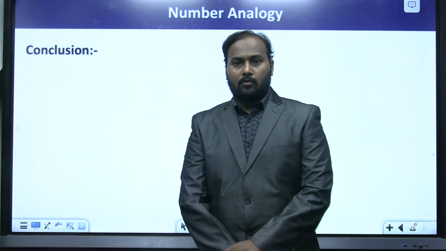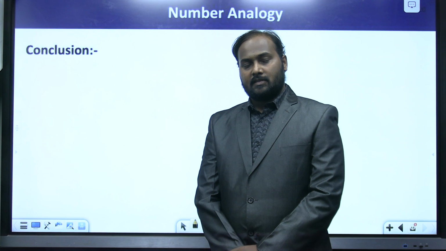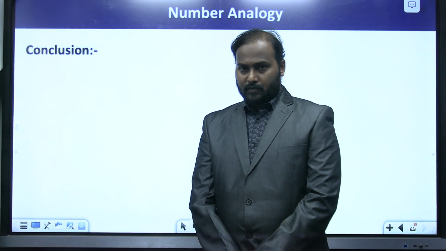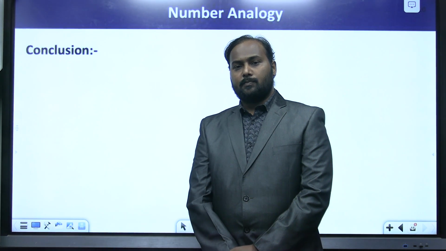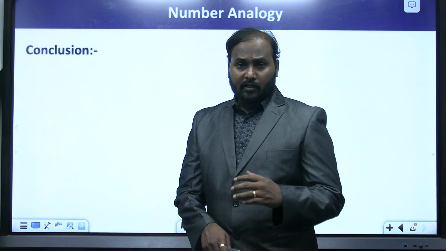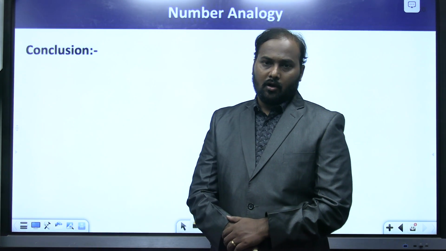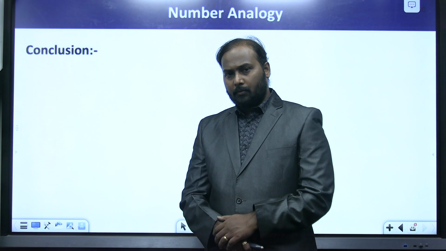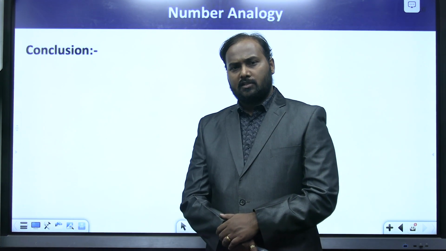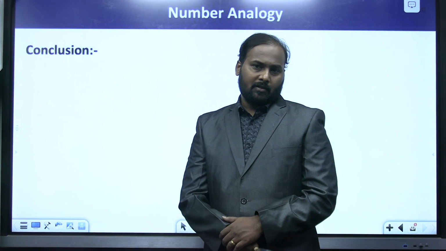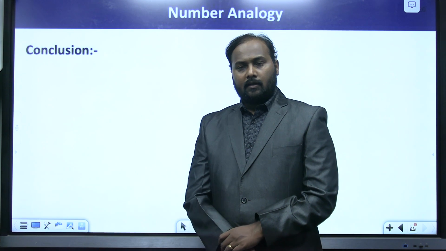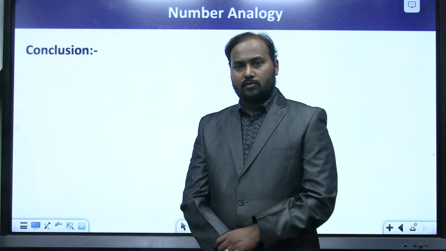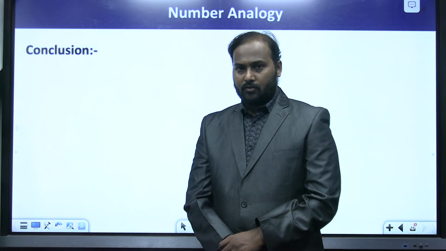Till now, in number analogy, we saw different types of questions. In these questions, our approach is mainly to find out whether the given question is in the format of squares or cubes or factors or multiples, or even sum of digits, multiplication of digits, or even prime numbers as well. Similarly, in the next session, we are also going to solve some more questions from analogy. Thank you.